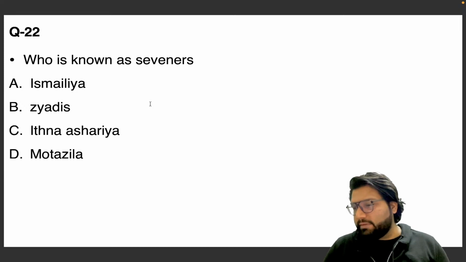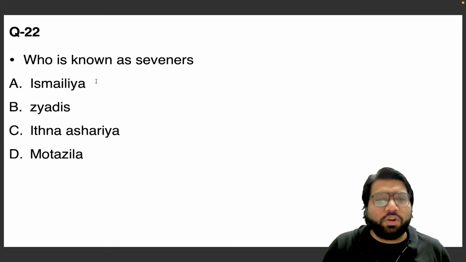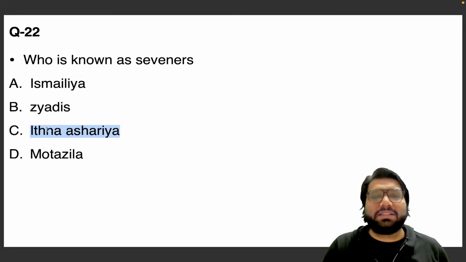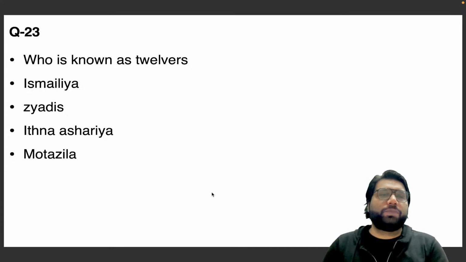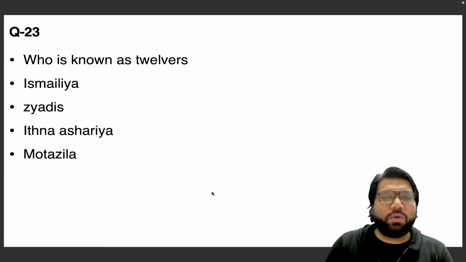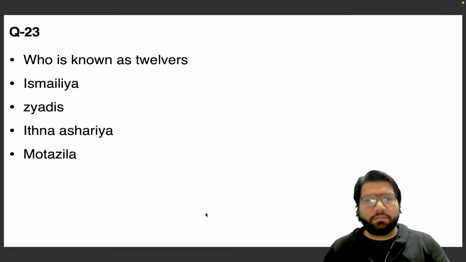Only correct answer given by Kanika, Vandana, Natasha, and Ayush. Please do correct your answer. Seveners known as Ismailia, Itna Ashariya known as 12ers. This is 12ers, Itna Ashariya, and Ismailia known as Seveners. So who is known as 12ers? As I just told you, that is your Itna Ashariya. Okay. Next.